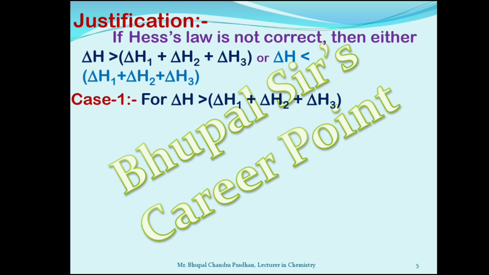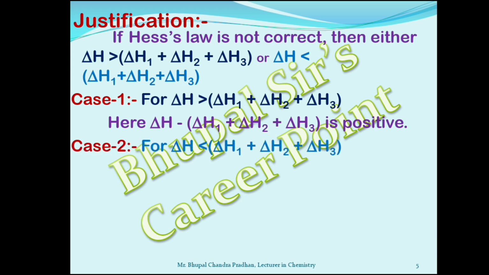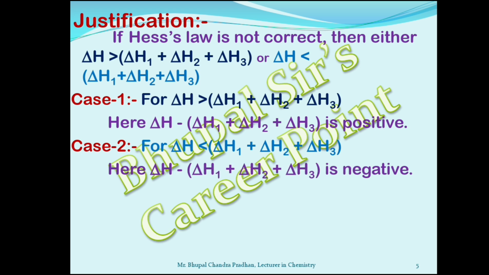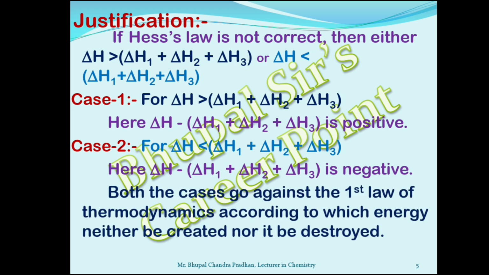Case 1: for delta H greater than the sum of delta H1, delta H2 and delta H3, delta H minus the sum of delta H1, delta H2 and delta H3 is positive. In case 2, delta H is less than the sum of delta H1 plus delta H2 plus delta H3, so delta H minus the sum is negative. Both cases go against the first law of thermodynamics, according to which energy can neither be created nor destroyed.